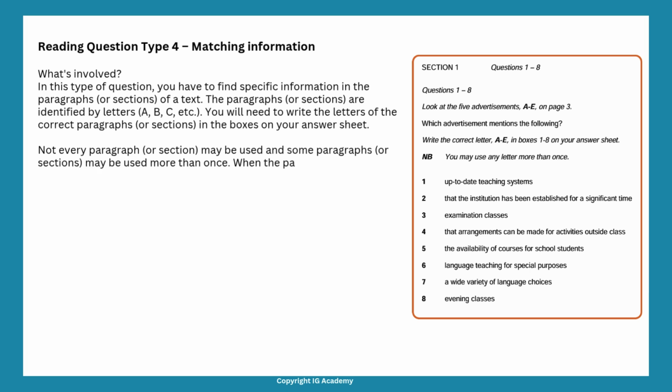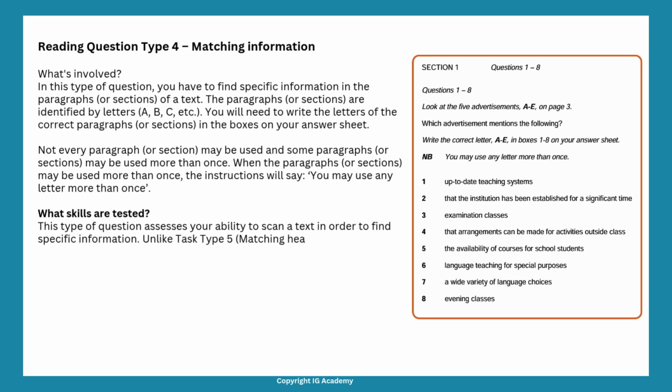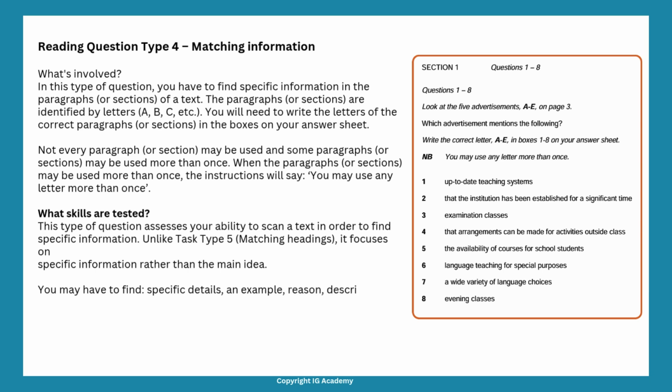When the paragraphs or sections may be used more than once, the instructions will say, you may use any letter more than once. This type of question assesses your ability to scan a text in order to find specific information. Unlike task type 5, matching headings, it focuses on specific information rather than the main idea. You may have to find specific details, an example, reason, description, comparison, summary, or explanation. The number of questions is variable.